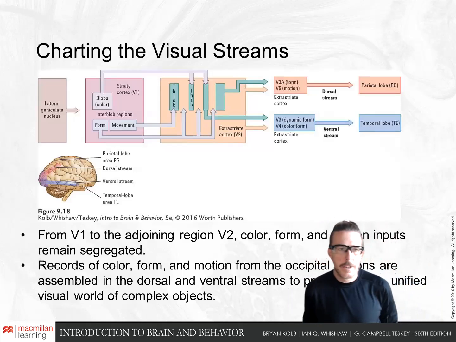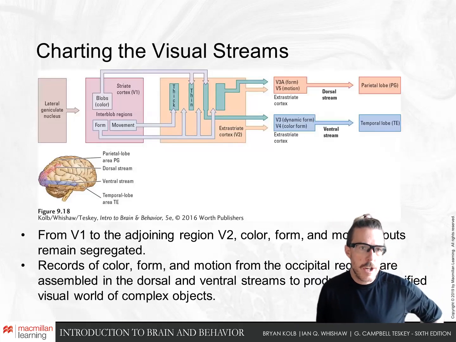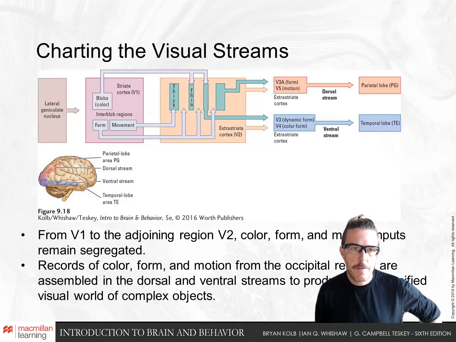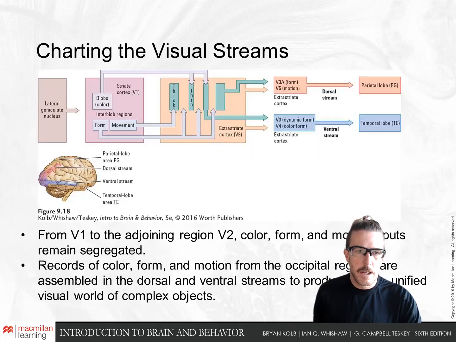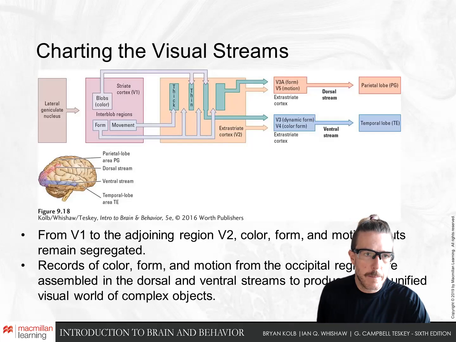So here's an overall diagram showing information from the LGN, which already had the M and P pathways separate, coming into different parts of V1, blobs containing color information, and the interblobs containing form and movement information. These project to different parts of V2, form into the pale zones between the thin and thick stripes, and movement information going to the thick stripes. The color information is contained in these thin stripes.